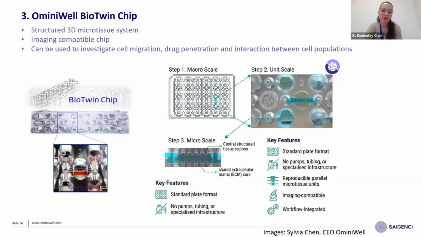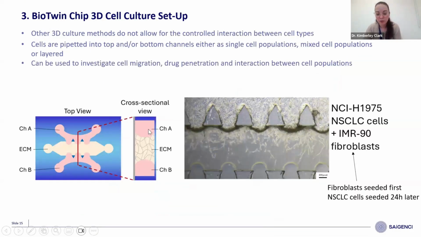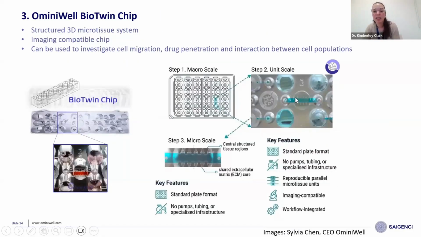So you can see the chip layout on the left-hand side. It comprises 4 sections, and each section you can use to repeat your experiment or test with different drugs. On the zoomed in portion here, you can see that there's a center ECM well separated with 2 outer wells that you would put your cells of choice.